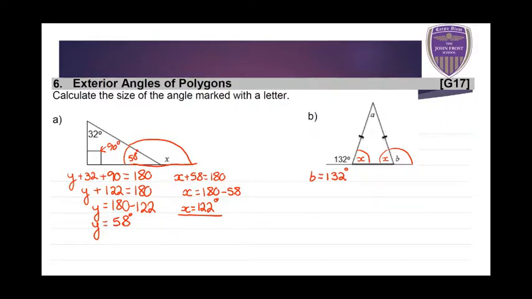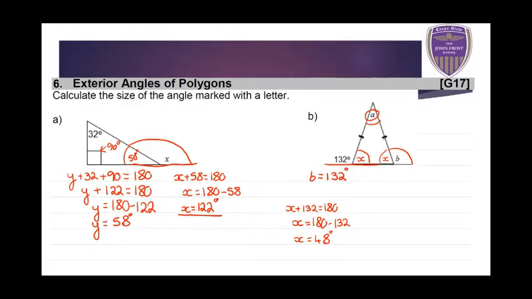Now, in order to find angle A, we first need to find out what angle X is. So how do we do that? Well, like we said, these angles are on a line. So X plus 132 must equal 180. Let's do our rearranging. X equals 180 minus 132. Therefore, X equals 48 degrees. Okay, that's not our final answer. Remember, we're trying to find angle A.